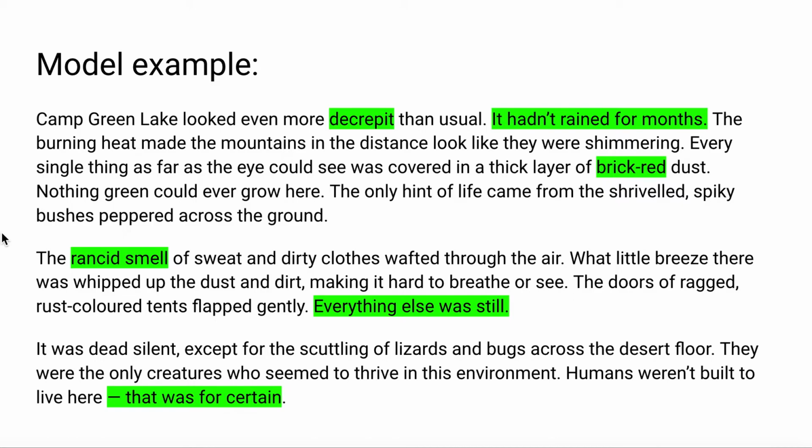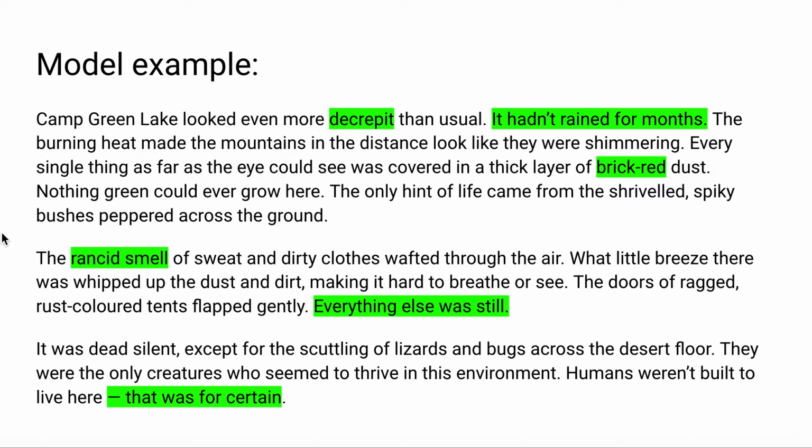So I started with that general overview of what you can see at first when you look at that picture, and now I'm going to start focusing in on some specific details. The rancid smell, that's one of my expanded noun phrases, of sweat and dirty clothes wafted through the air. What little breeze there was whipped up the dust and dirt, making it hard to breathe or see. The doors of the ragged, rust-coloured tent flapped gently. Everything else was still. That's another short sentence there.